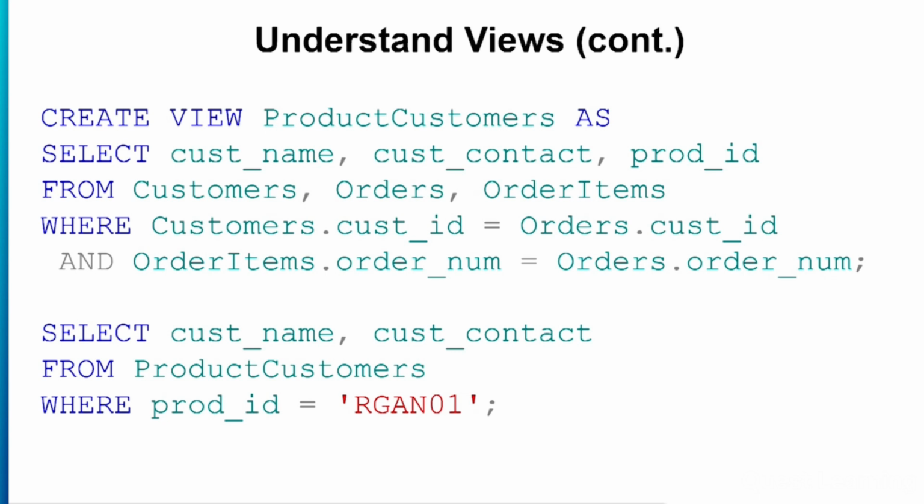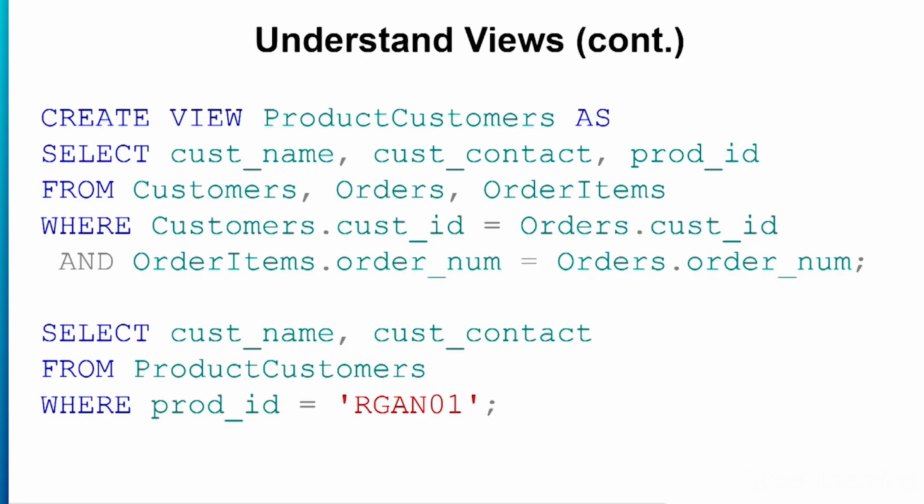In this example, this is taking a select statement we used earlier on. We used this join, and it's turning it into a view. And so now, if you look at the select statement at the bottom of the page, you can select customer name and contact from product customers as if it was a simple table without ever worrying about the join, because the join of 3 tables is already saved as a view.